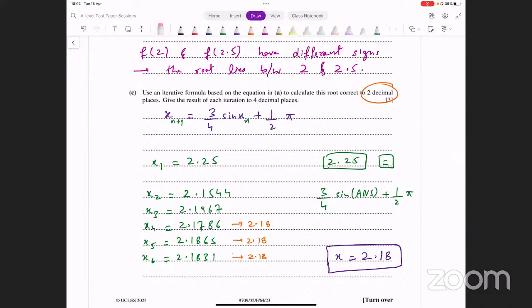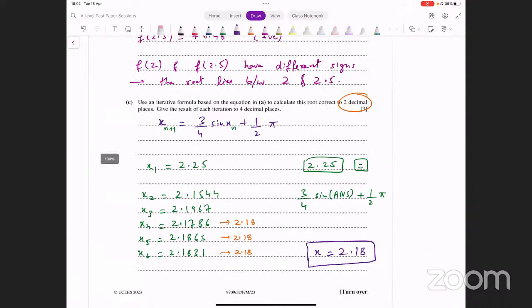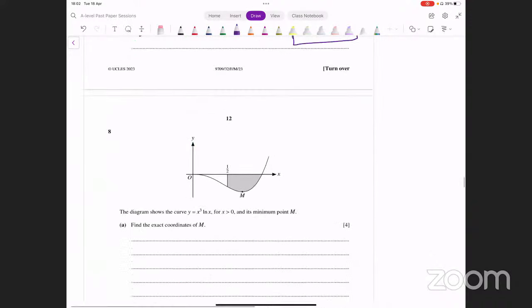This is enough number of iterations for this question. Okay. So x equals 2.18 here. Let's move on to the next one now.